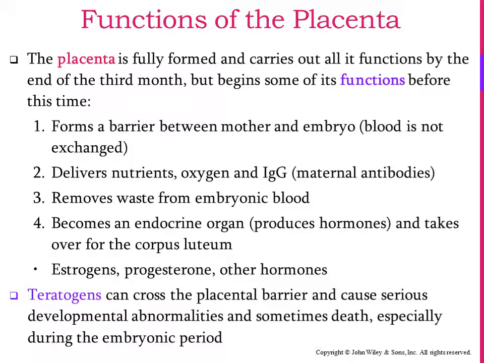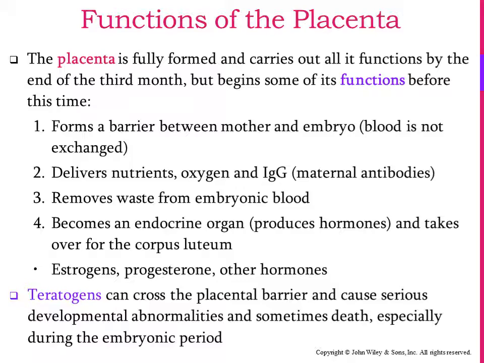Wastes are removed from the embryonic blood across the placenta. They enter the mother's bloodstream and then are excreted from the mother. Carbon dioxide by exhalation, most other wastes through the urinary system. We mentioned that the placenta takes over hormone production, not only of estrogen and progesterone, but also produces several other hormones that are specific to the pregnancy and support not only the developing fetus, but also the mother, and cause several changes in the mother.